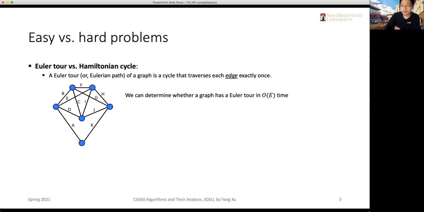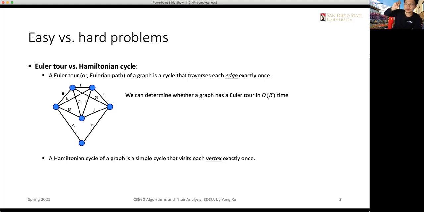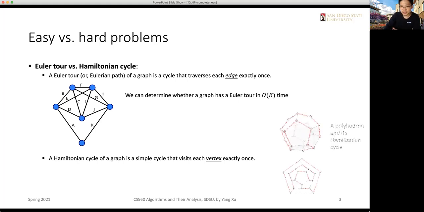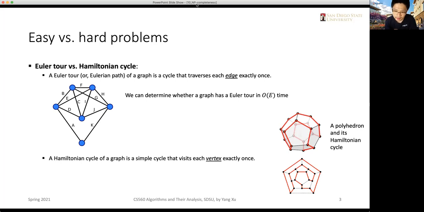But if you look at a slightly different one, a Hamilton cycle of a graph is a cycle that visits each vertex exactly once. So it's a bit different now. It's not about edges, but about visiting the vertices. For example, in the picture here, we follow this path to visit each vertex exactly once.